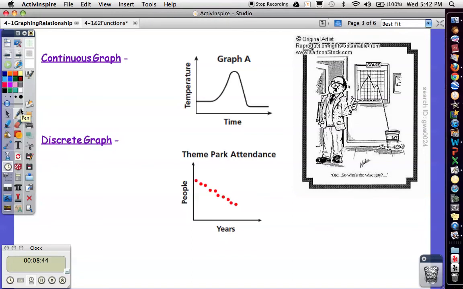A continuous graph is going to be a graph that is a connected line or lines or curve. So it's connected lines or curves. It is continuous. It goes on continuously in between each point. Whereas a discrete graph is going to be made up of distinct points. I'm only talking about specific values here.